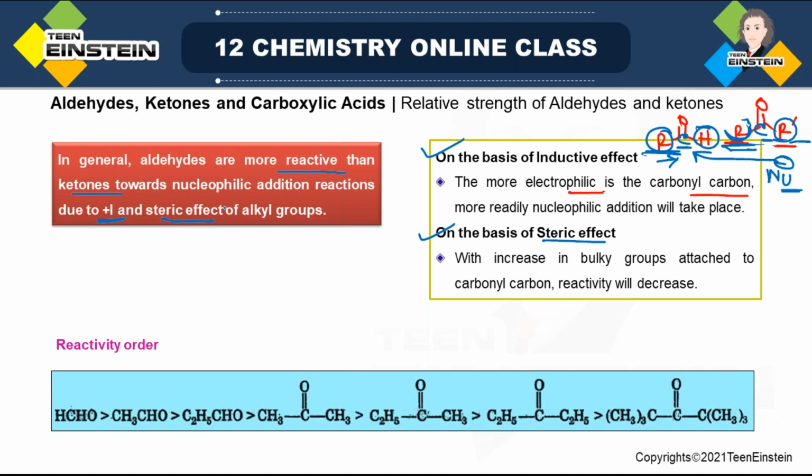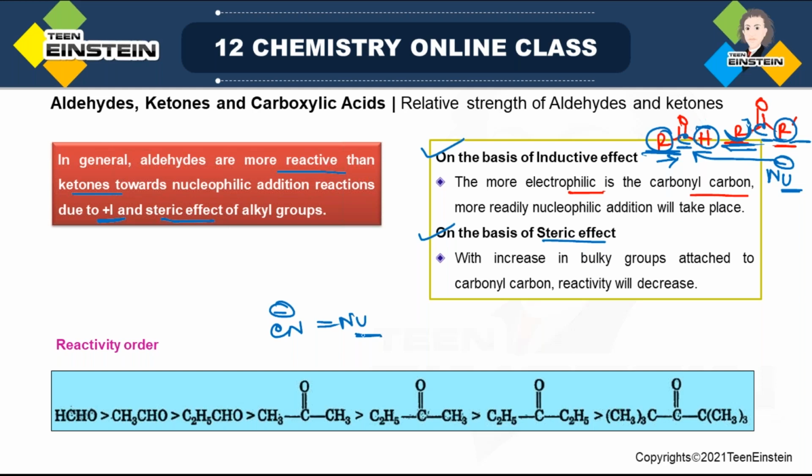Now here we have some molecules where you can see the reactivity order. Suppose the nucleophile is fixed. Suppose the nucleophile is CN minus, just arbitrarily I am saying. Keeping the nucleophile the same, if you are changing the substrate, that is the substrate containing the carbonyl carbon, you are comparing different carbonyl compounds. So you cannot change the nucleophile. You have to keep the other factor constant.